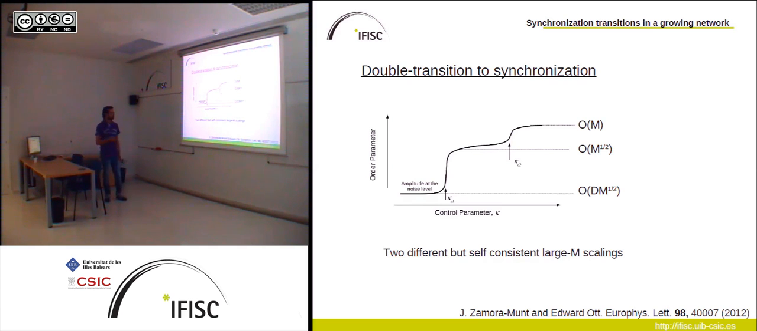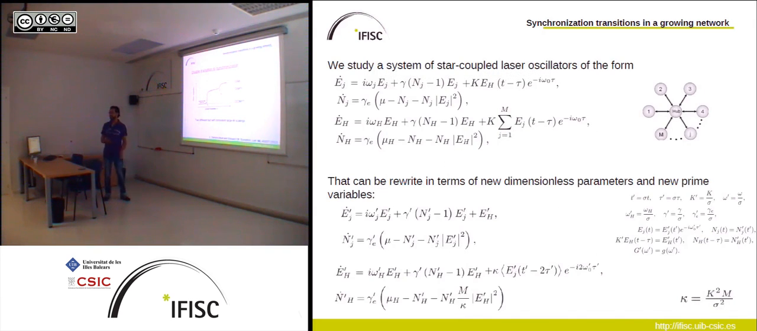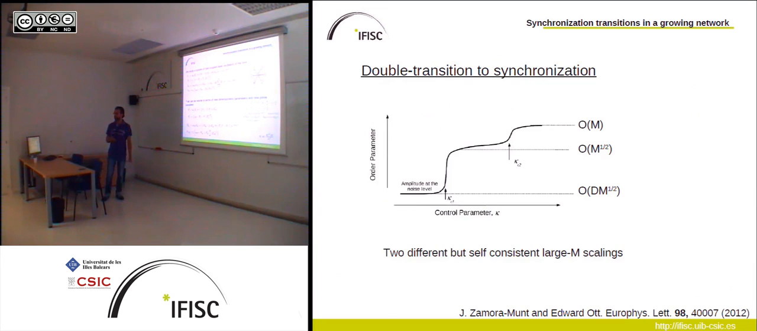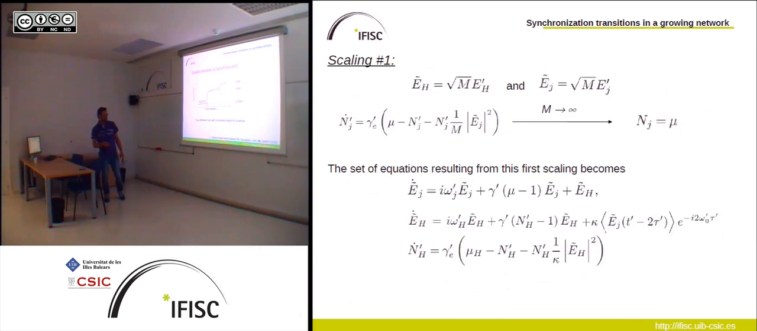Okay? So two different but self-consistent large m scalings are possible in our system and can describe this first transition and this second transition independently, because they are self-consistent. They can be done in the same model but for different values of the control parameter. So I will not give you the details, but the main idea is we used a simplified version of the previous model I showed you, and it was recently published, if somebody wants to reference.